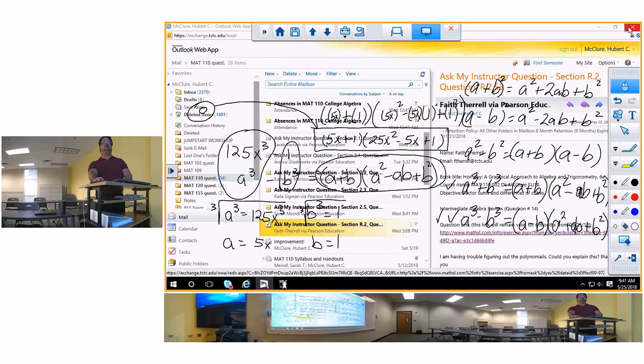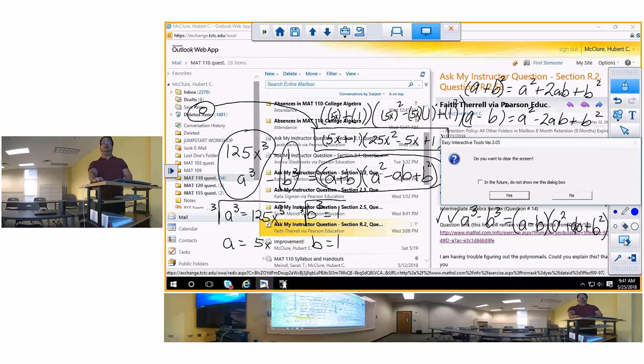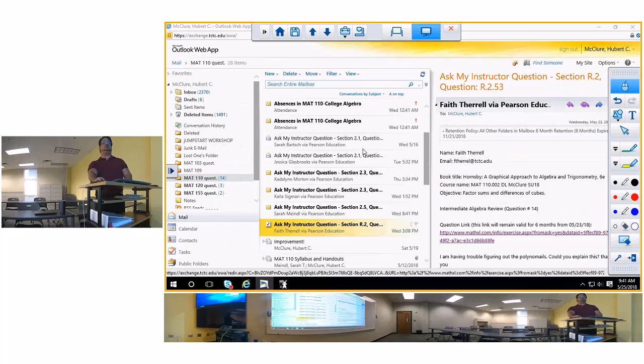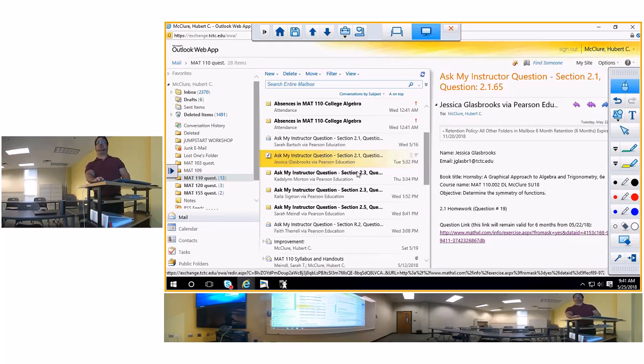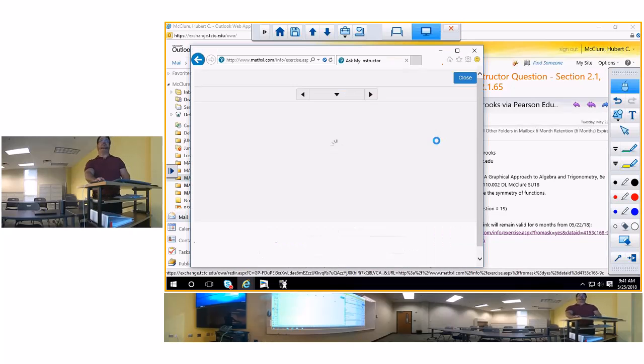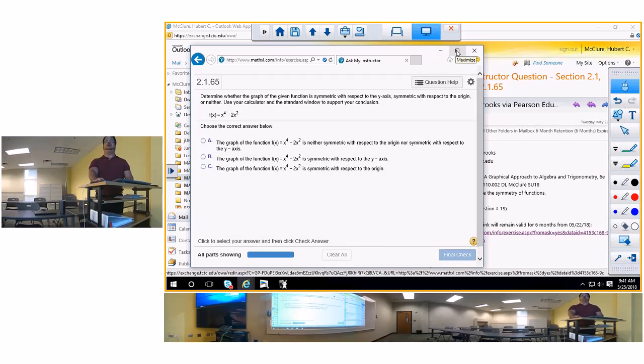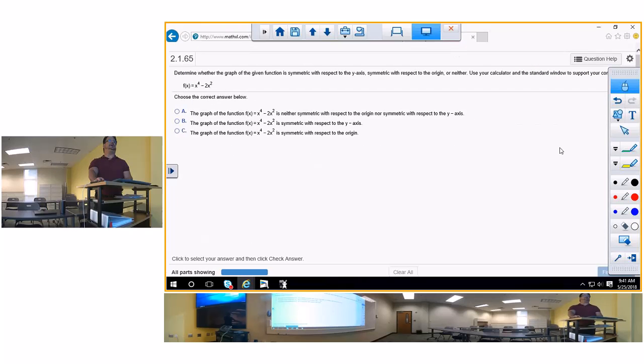All right. Now, that's that question. That's a review question. Now, I answered this question last week. I'm going to answer this question this week and then go to 2.3 and 2.5. This is 2.1, 65 in the book, number 19 online. Okay, what does it say do? Determine whether the graph of the given function is symmetric, and so on. Use your calculator, standard window to support.